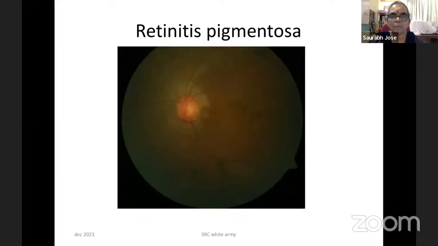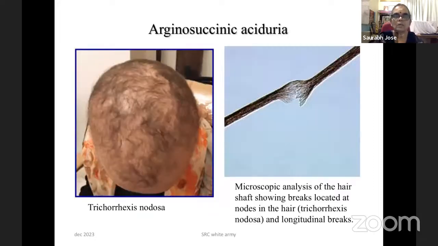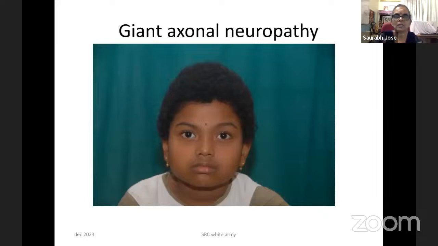This is RP, retinitis pigmentosa. You will find it in diseases like mitochondrial disease, like NARP, neuropathy with RP. That is a mitochondrial disease. Then you have this kind of breaking hair that indicates argininosuccinic aciduria. This curly hair with neuropathy is giant axonal neuropathy, an inherited neuropathy. You find a child with peripheral neuropathy, trophic ulcers, and hair like this. That is giant axonal neuropathy.